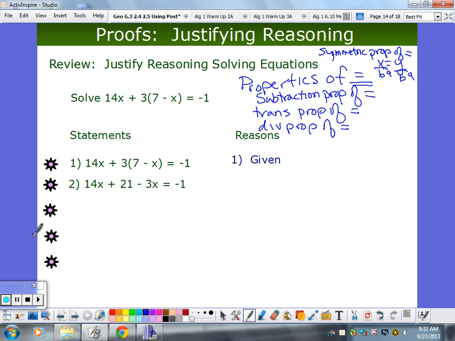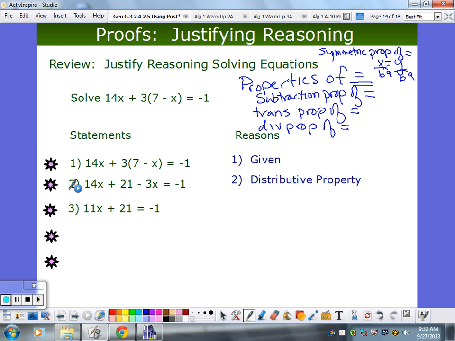Okay, so let's see, what did I do here? What happened from here to here? I did distribute. I did 3 times 7 times 3 times -8. So what's my reason? The distributive property. Is it a distributive property of equality? No. It's a distributive property of multiplication over, I guess, subtraction in this case. But you can say addition.